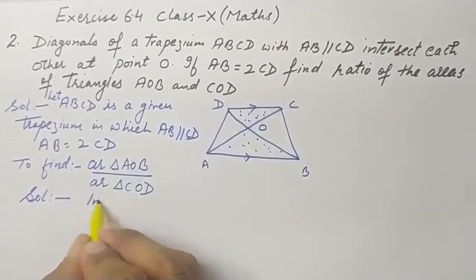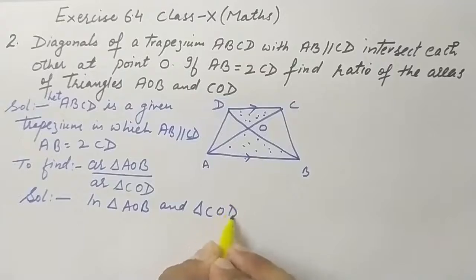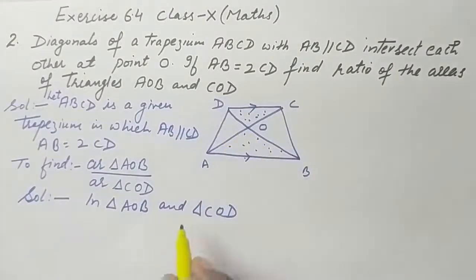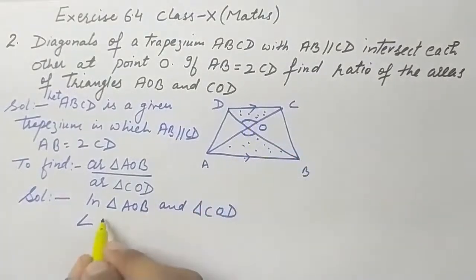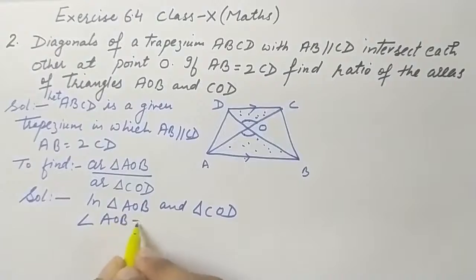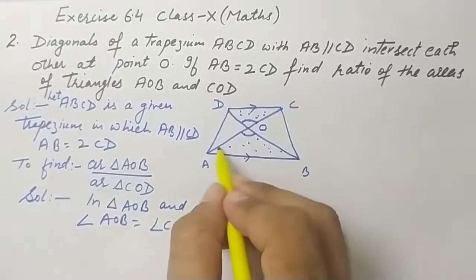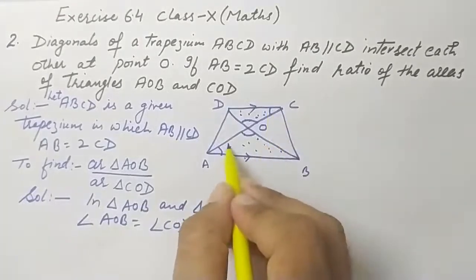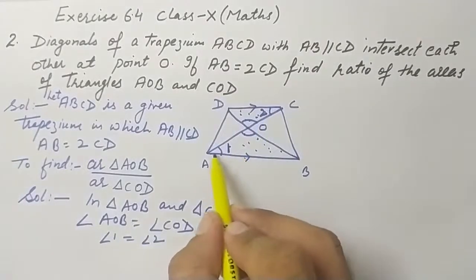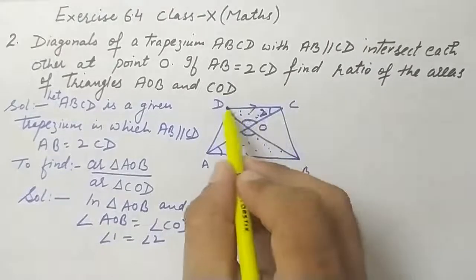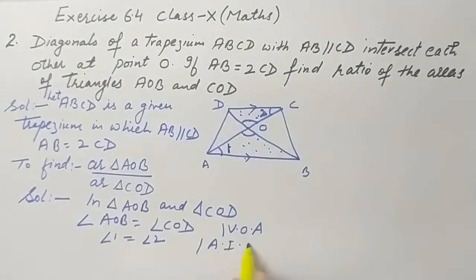So we'll write here, in triangle AOB and triangle COD, let's make these two triangles similar. First of all, this angle is equal to this angle, vertically opposite angles. So we'll write angle AOB is equal to angle COD because these are vertically opposite angles. Second, we take this angle is equal to this angle, or you can say this is angle 1, this is angle 2. So angle 1 is equal to angle 2 because these are alternate interior angles, because this line is parallel to this line and this is the transversal, so angle 1 and angle 2 are equal.